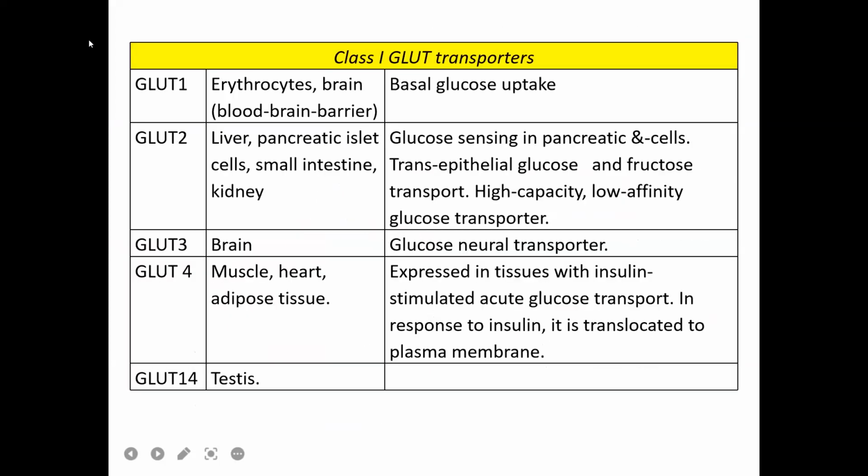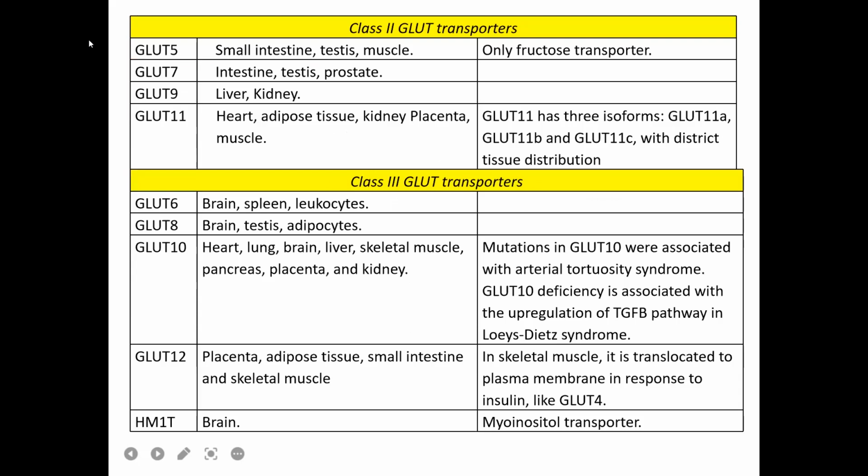I will just describe a few things. GLUT1 is in the erythrocytes and brain, or the blood-brain barrier. GLUT2 is in the pancreatic islet cells, which is slightly different from the normal glucose transport. It's a high capacity, low affinity glucose transporter. And then GLUT4 is usually involved in usual glucose transport into the cells. Then there are class 2 and class 3. GLUT5 is the only fructose transporter.